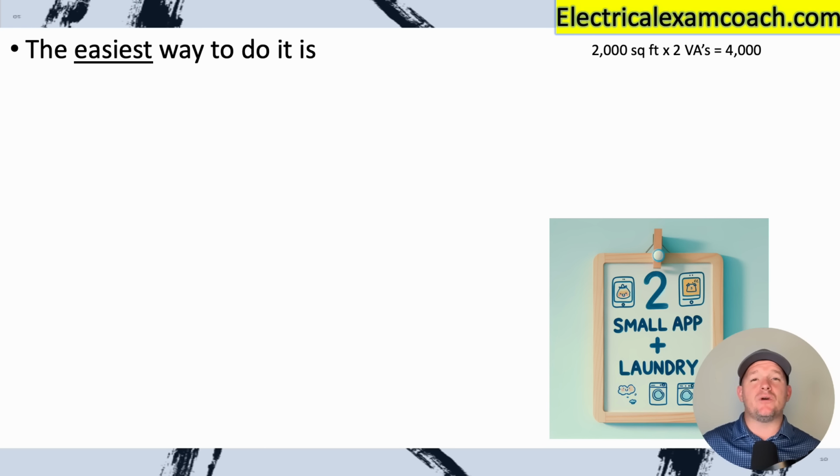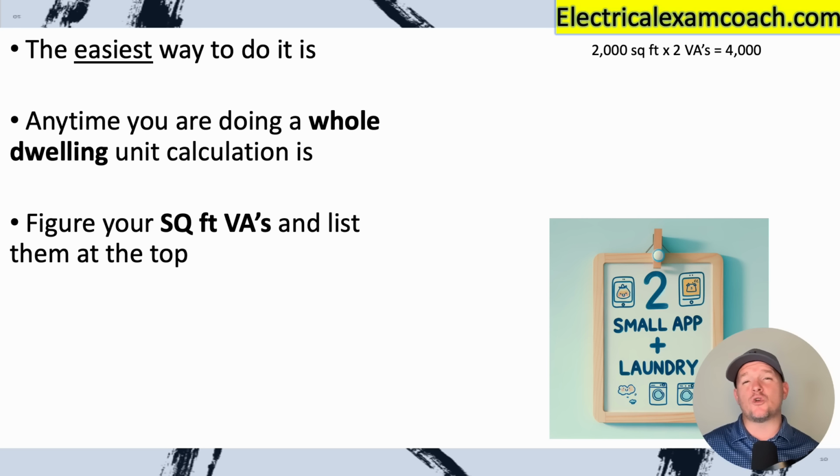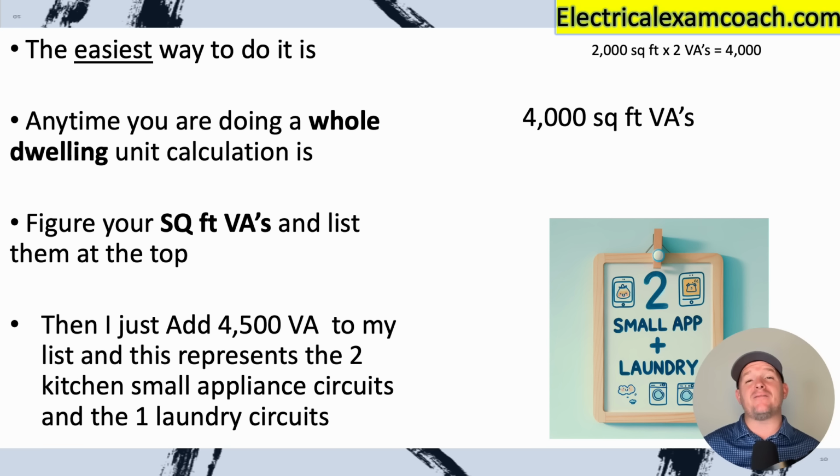The easiest way to do it anytime we're doing a whole house load calculation is we are going to first figure out our general square foot VAs. So up here in the top right corner, let's imagine we have a 2,000 square foot house. We multiply it by 2 VAs. That gives us 4,000 square foot VAs. Now all we have to do is tack on our 4,500 for our 2 small appliance and 1 laundry circuit.